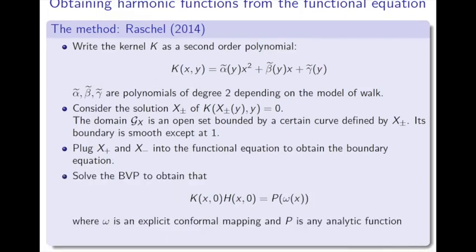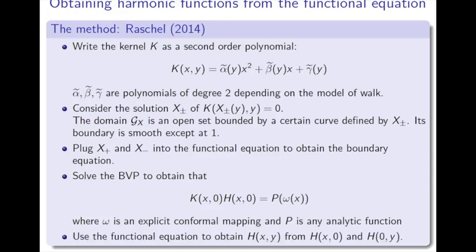Then one can solve the BVP to obtain that K(x,0) H(x,0) can be written as an analytic function P of omega of x, where omega is an explicit conformal mapping in Gx. And lastly, you do the same for H(0,y), and by using again the functional equation, one obtains H(x,y) from H(x,0) and H(0,y).